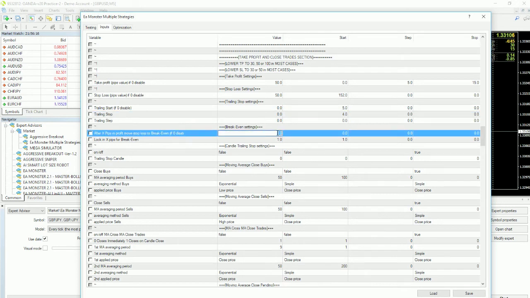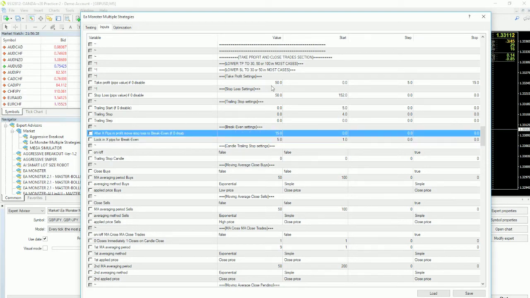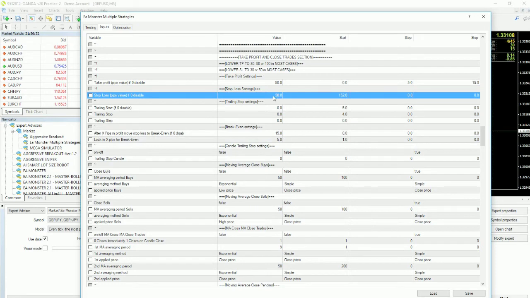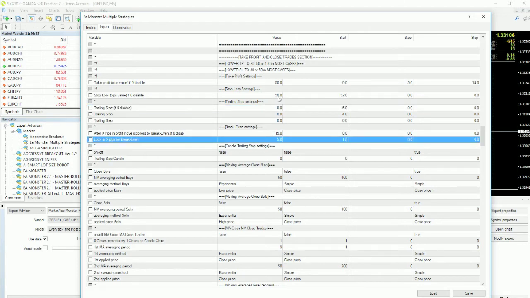You can even set the break even. You set this break even to, let's say, you hit 15 pips and you want to lock in 5. You can do that. You can make sure that once it hits 15, it moves the stop loss to 5, and make sure that you have a stop loss here, because you need a stop loss figure in there for this break even to work, because it's actually going to move the stop loss to the break even. Okay, hopefully you understand that. It's important.